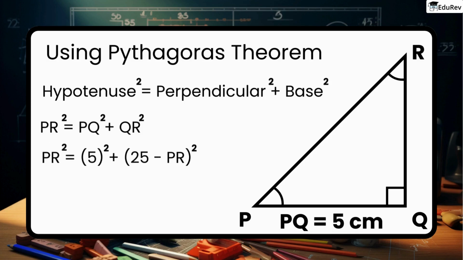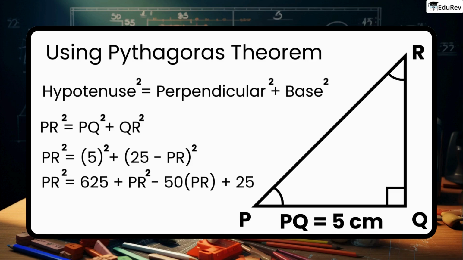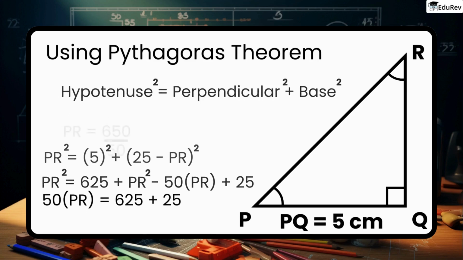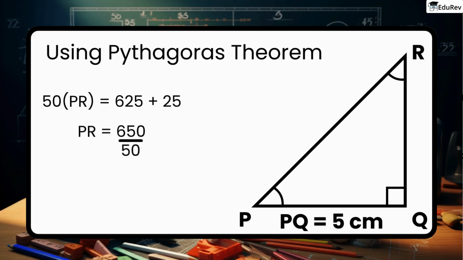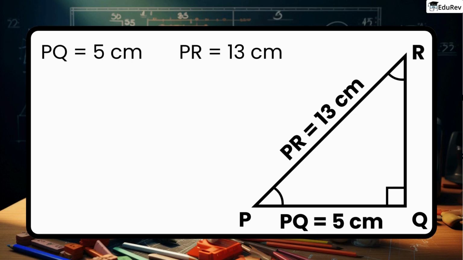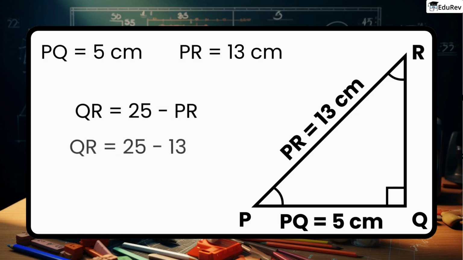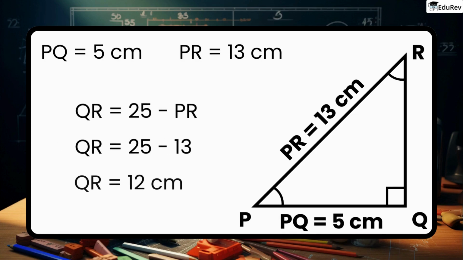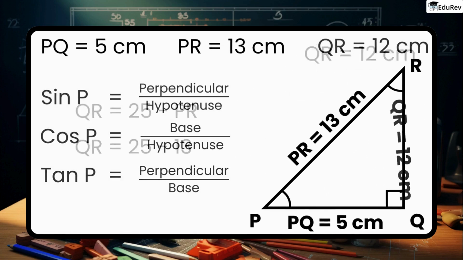Open the brackets. We get PR square equals 25 plus 625 plus PR square minus 50 PR. Making calculations, we get 50 PR equals 625 plus 25. PR equals 650 upon 50. We get PR as 13. Now use the previous equation to find the value of QR. We get QR equals 12.